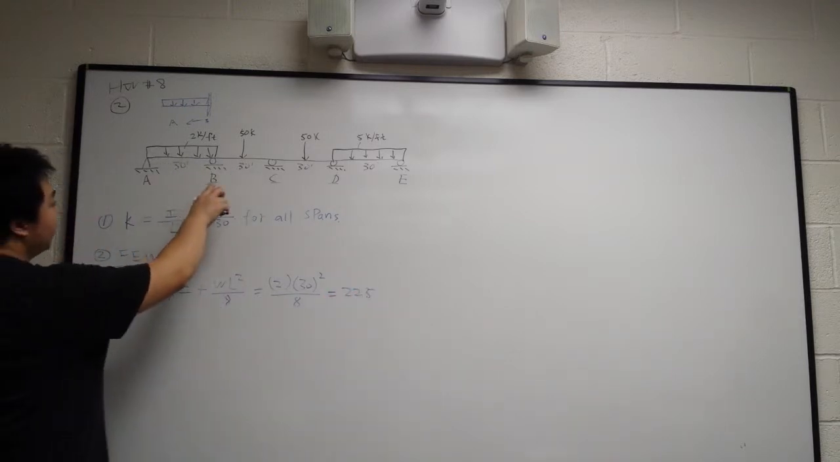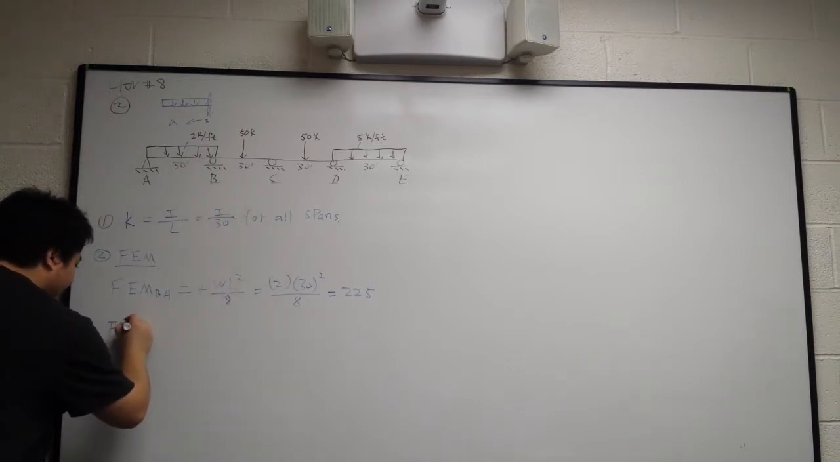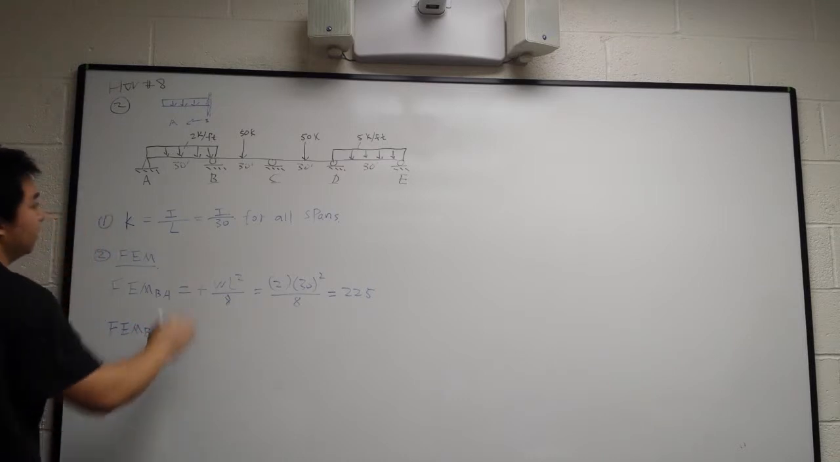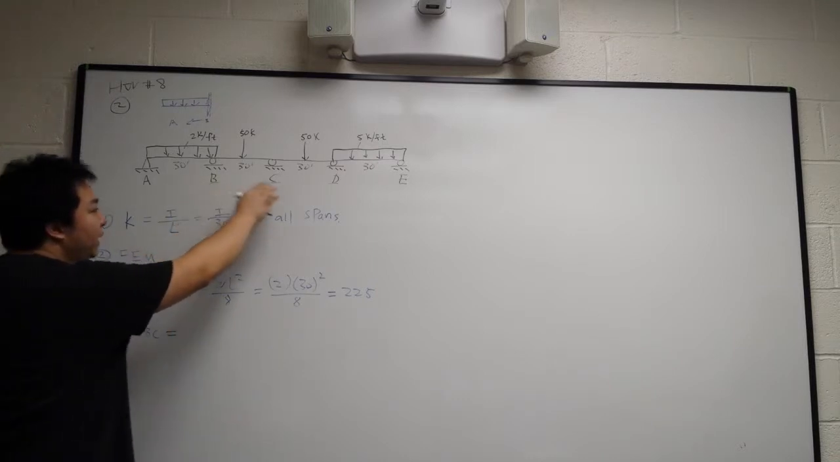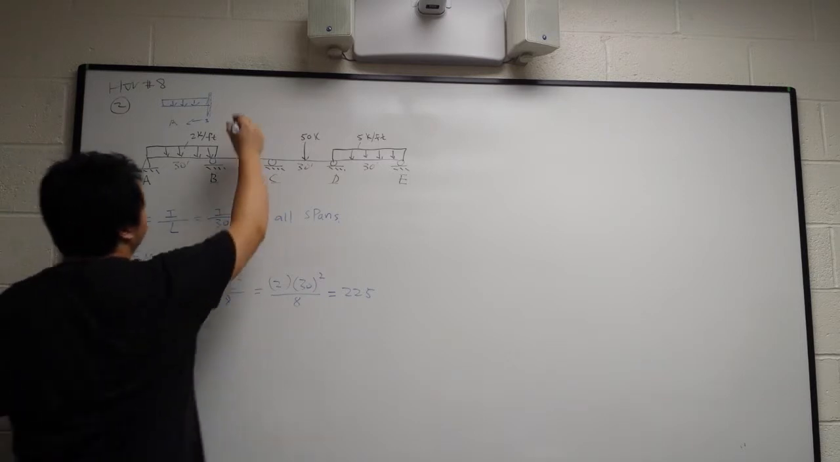And for fixed end moment BC, like I said, internal pin or roller you consider as fixed. So in this case, you're going to have something like this.